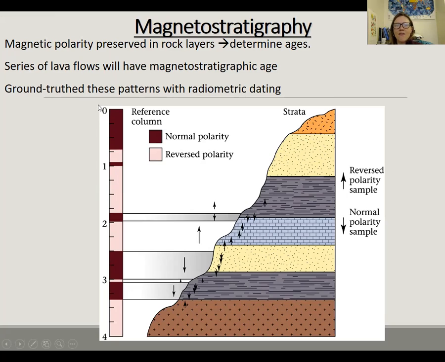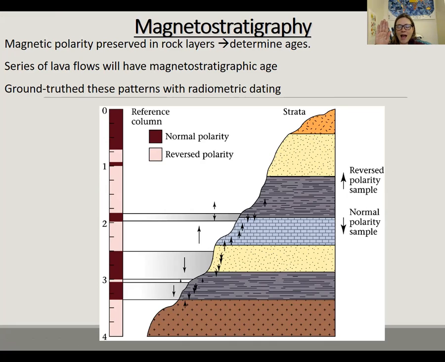So it can help us, as long as we can ground truth these patterns with radiometric dating, then we can understand the magnetostratigraphic age of these different layers. And then I actually don't have a picture of this, and we'll talk about this more later on, but interestingly, as the continents have moved their position, of course, the orientation of a continent relative to the North Pole has also been changing.